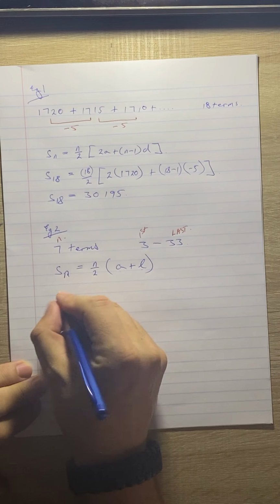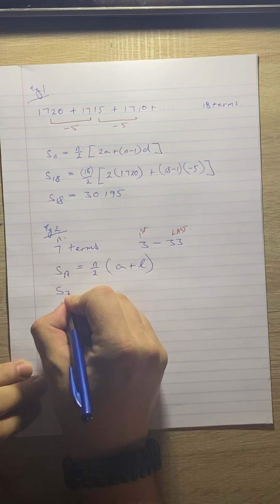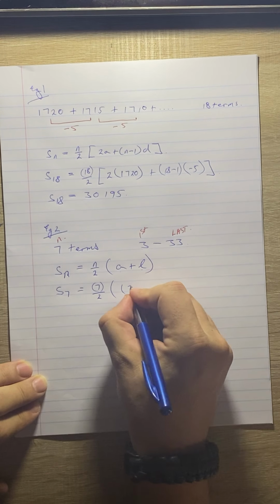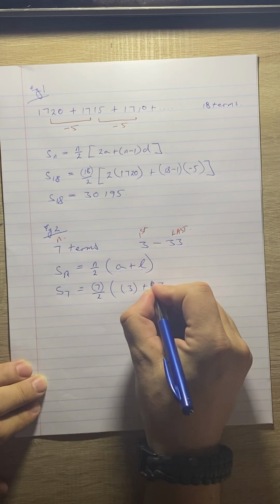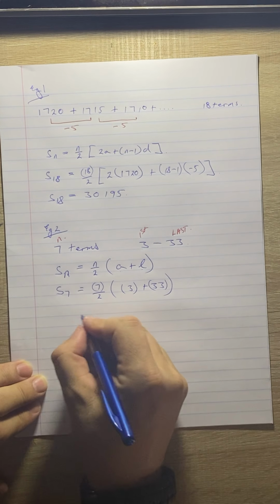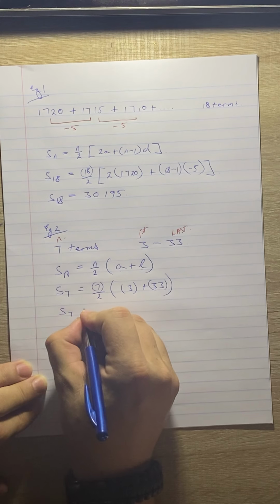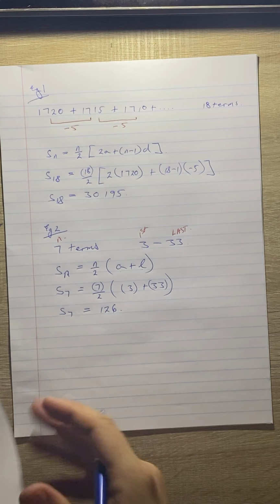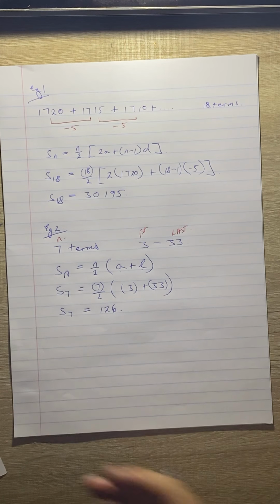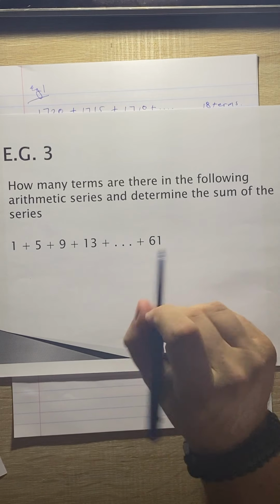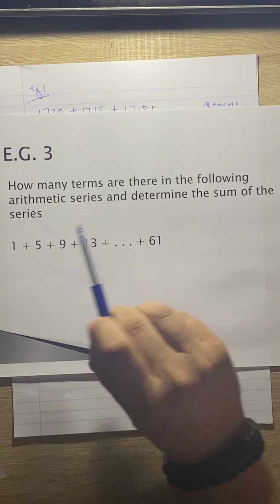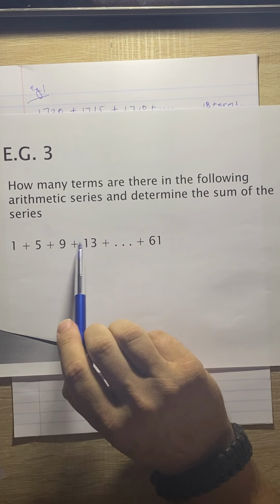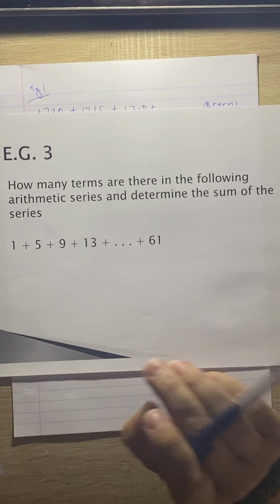So we can just substitute everything in here, and we get the sum of 7 terms is equal to 7 over 2 times 3 plus 33. Again, you can plug that into the calculator, and you get the sum of 7 terms is equal to 126. All right. Example 3. How many terms are there in the following arithmetic series, and determine the sum of the series. So we've got 1 plus 5 plus 9 plus 13 plus, and so on, plus 61.